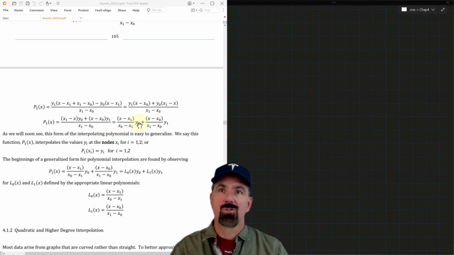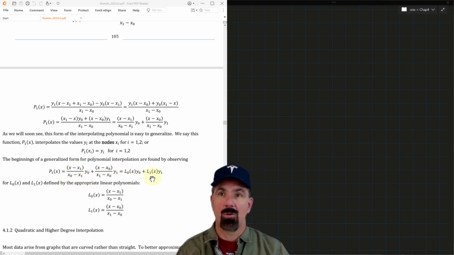And then we end up with this result right here, which is fundamental to what we're talking about in section 4.1. And what we have here, you can see it's rewritten down here. This is a standardized form for polynomial interpolation. We have two functions, which are L naught as a function of x and L1 as a function of x. Those are called Lagrange interpolating polynomials. And the form of the Lagrange interpolating polynomials is right here.